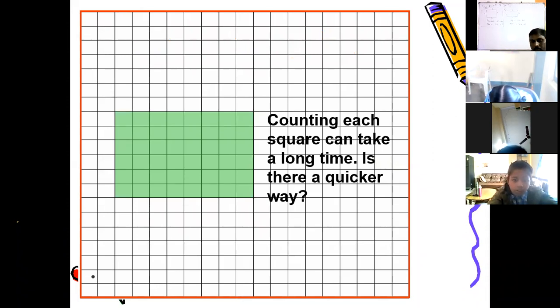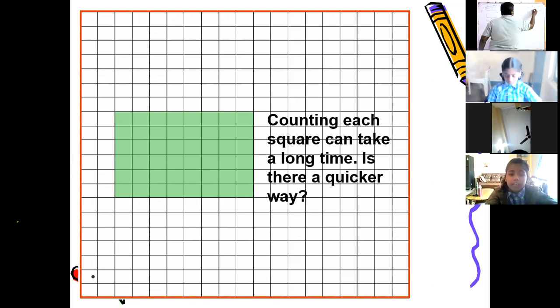Now look at this. As I said earlier, finding the area by counting the number of boxes will take a lot of time. You have to count how many boxes are there. So what is a quick, easy way? Sir, I know. Sir, we have to multiply the length and breadth of that shape. Length into breadth. Yes, sir.